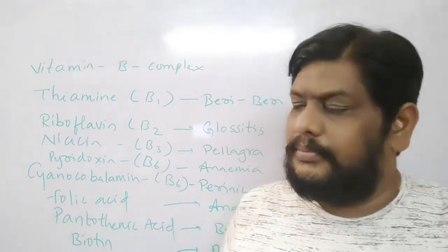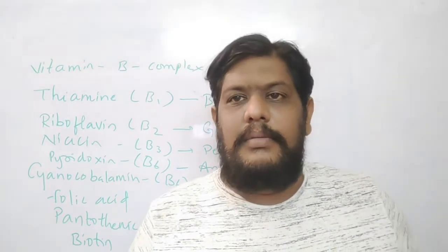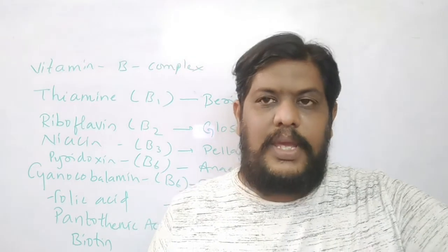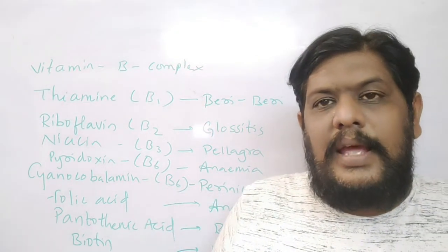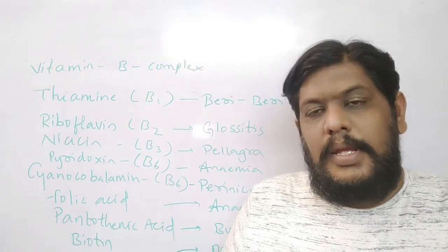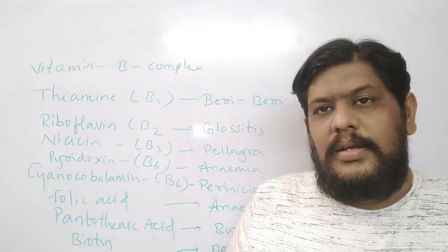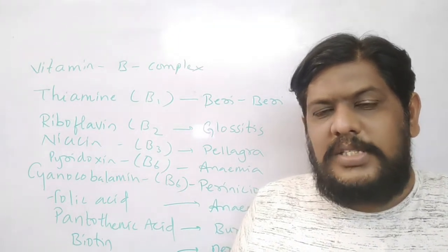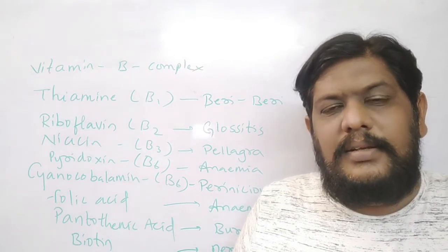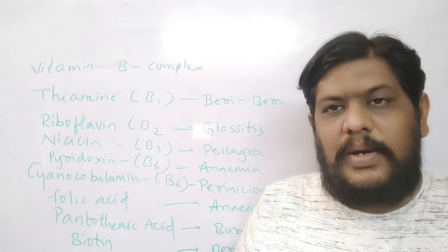Now the first one is thiamine. Thiamine is also called B1, the B1 vitamin. Actually, this was found through Japanese sailors, people who ate rice. If they washed it thoroughly, and sometimes when you boil the rice, the starch which you get, you will throw it out, isn't it?